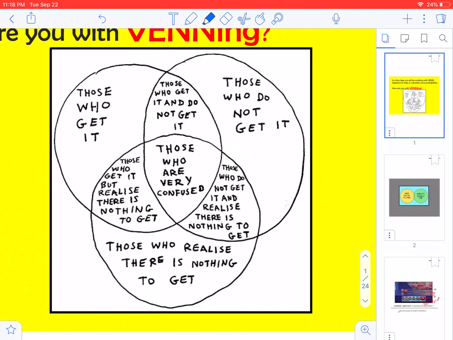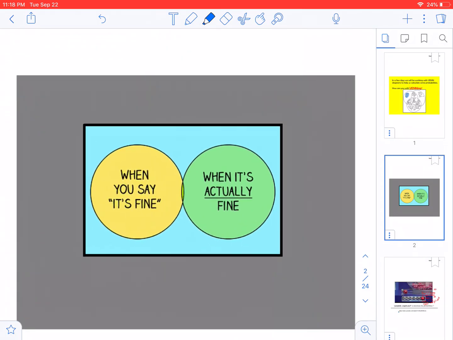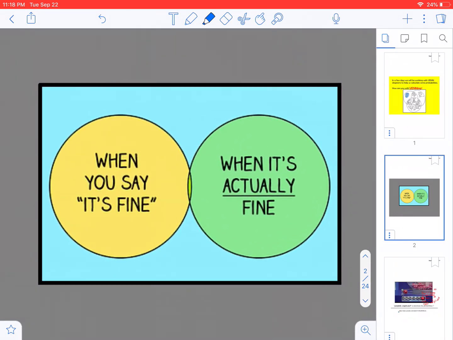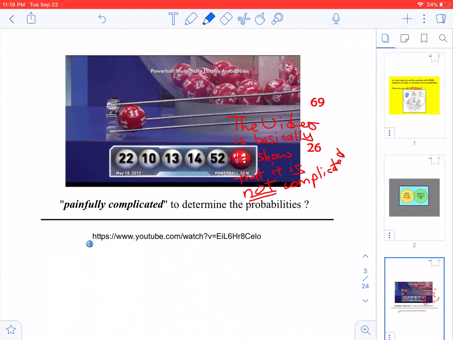And hopefully you will be in this group, right? All right. Just a little bit of humor. And here's another one here showing you the traditional phrase, how's it going, and your response. And such a small overlap between those that are actually fine.